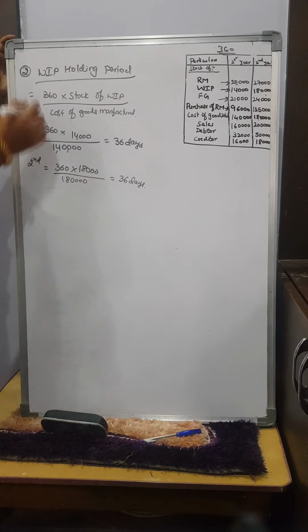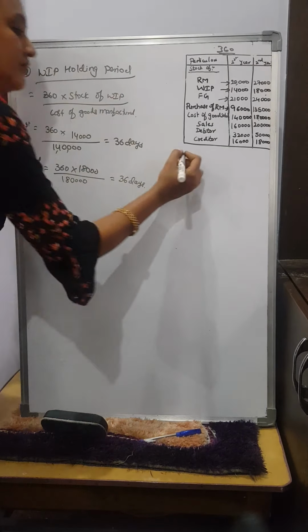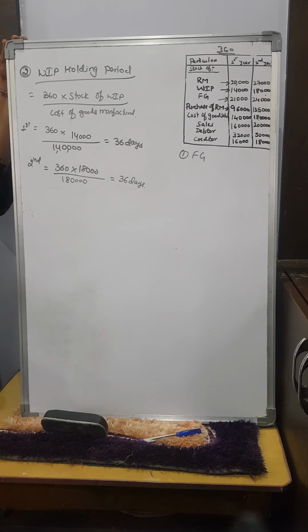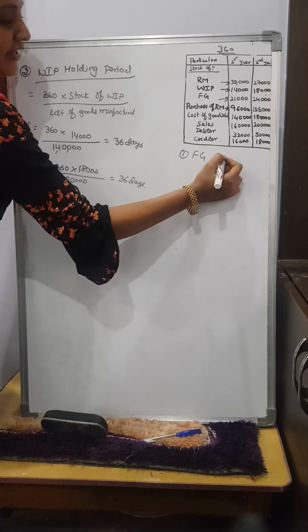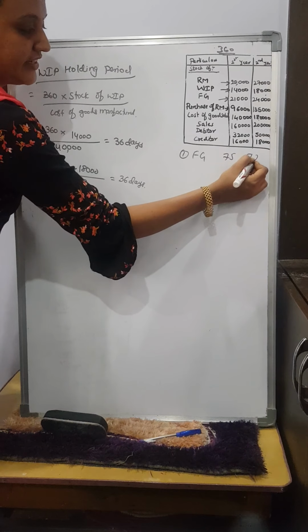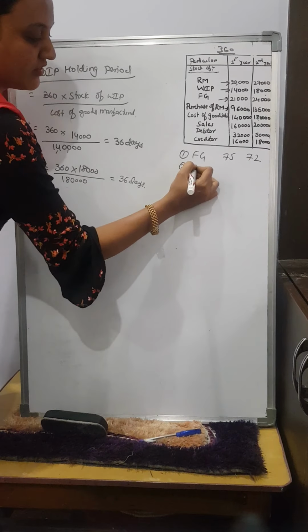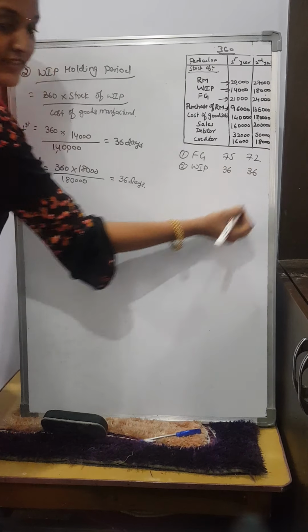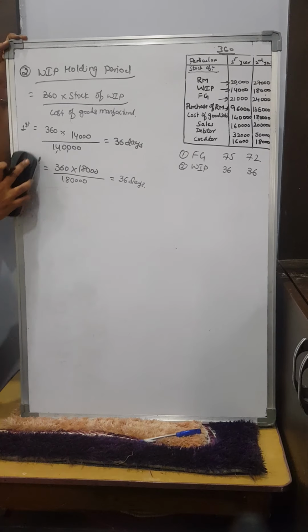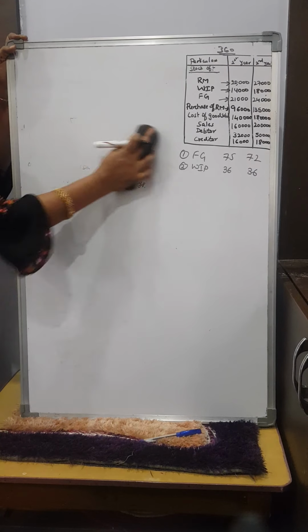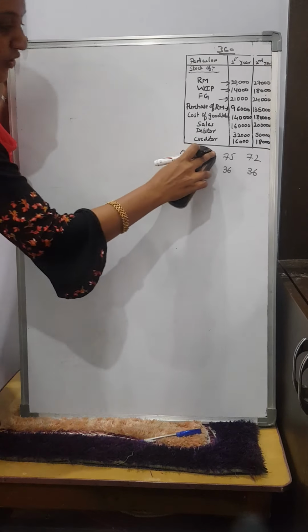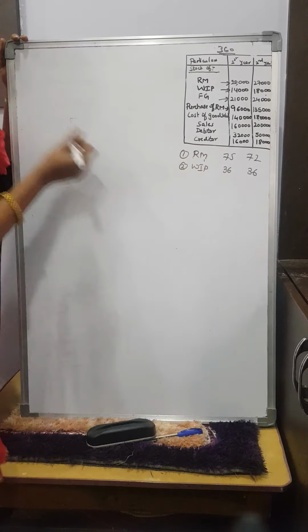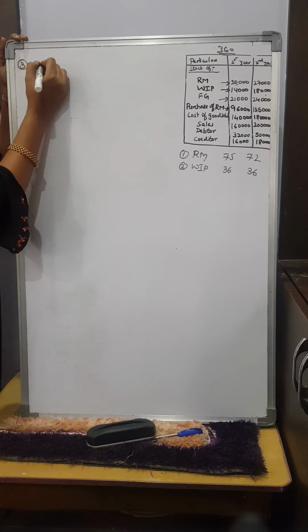So we are done with raw material: it was 75 and 72. Now we are done with work in progress: both are the same, 36 and 36. Next I will be doing finished goods.